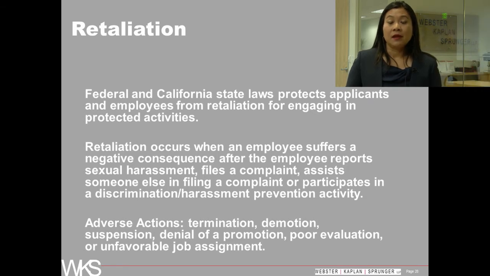What that means is, if you come forward with a sexual harassment complaint, the employer is prohibited from discriminating or harassing or retaliating against you because you provided and came forward with that complaint. Also, other individuals who are participating, such as witnesses who are interviewed in that process, are also protected against retaliation. And adverse actions that could potentially be involved in retaliation claims could be anything from termination, demotion, suspension, denial of a promotion, poor evaluation, or an unfavorable job assignment.